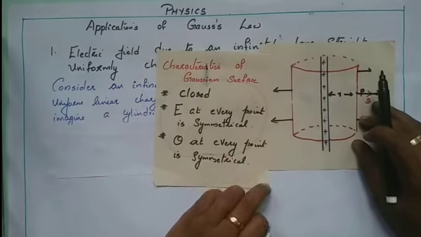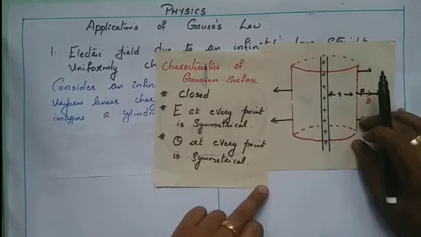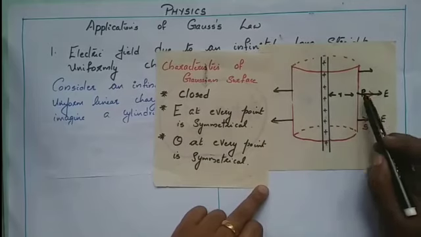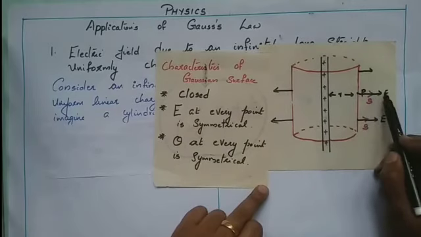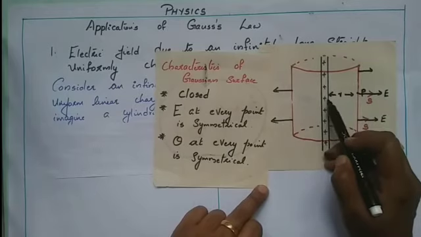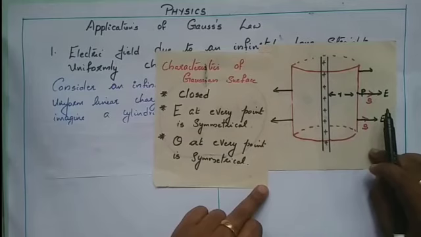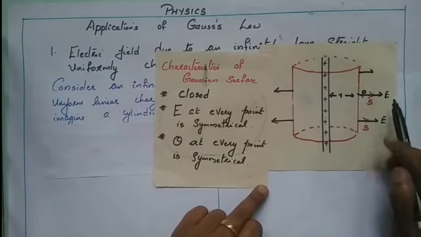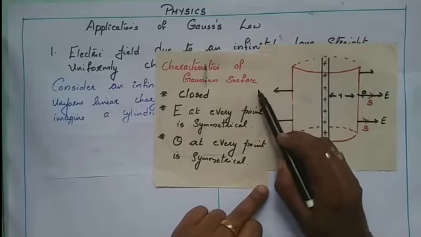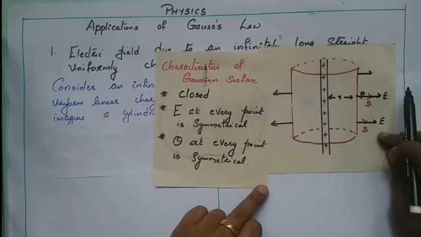The second characteristic is that the electric field at every point should be symmetrical. If you consider the curved surface, the electric field is along the radial direction, radially outward, because it is a positive charge. At each and every point of the curved surface, the electric field is radially outward. Hence the electric field at every point is symmetrical.